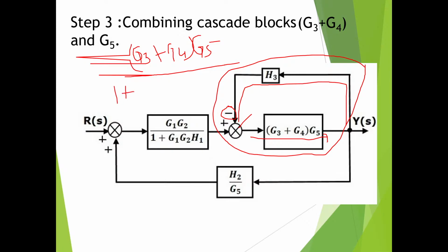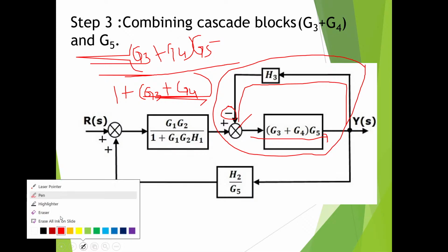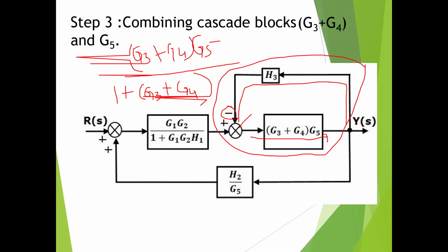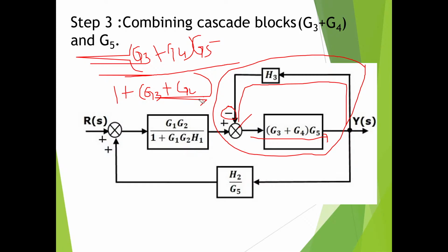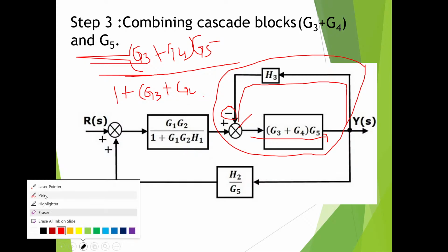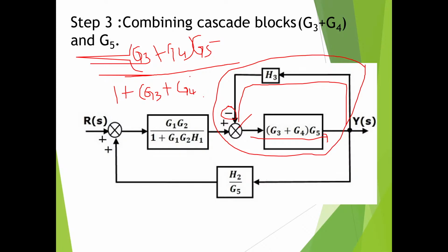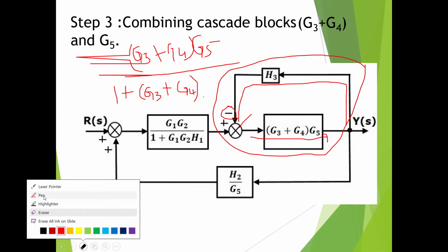1 plus what? G3 plus G4 into G5 into H3. That's it. That's the formula.